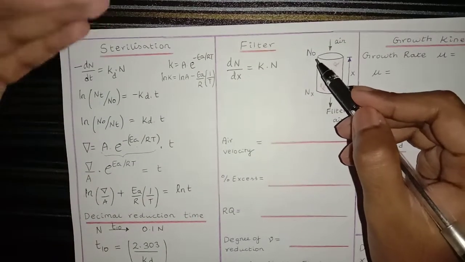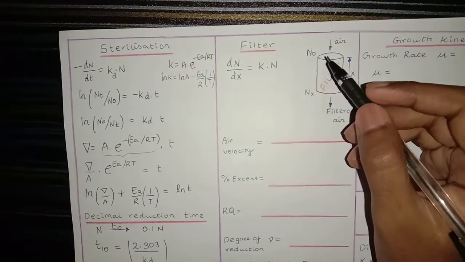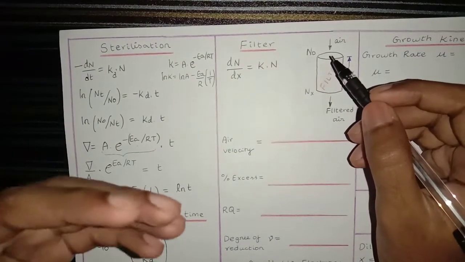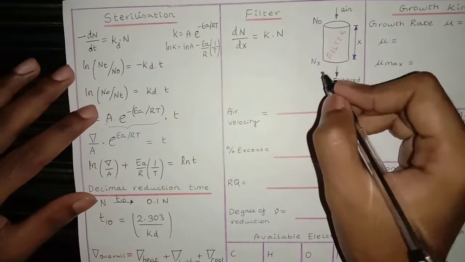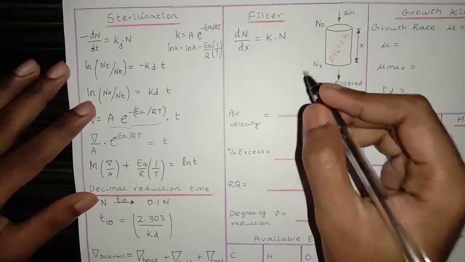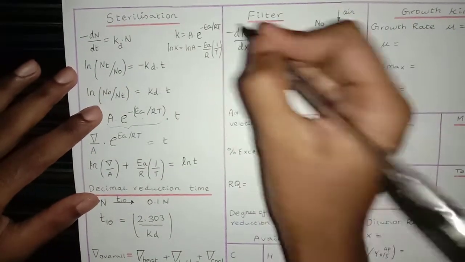Initially we have a large number of cells, and most of the cells would be trapped in the filter. So we use a 0.22 micron particulate filter, a HEPA filter. They trap all the cells and the resulting cells would be very small. So the change in number of cells would be negative.